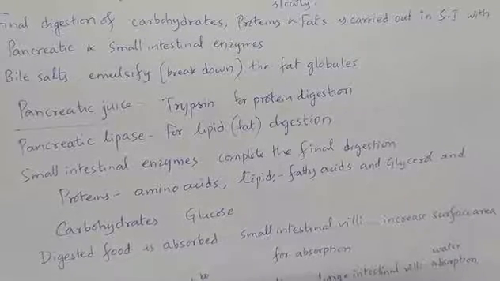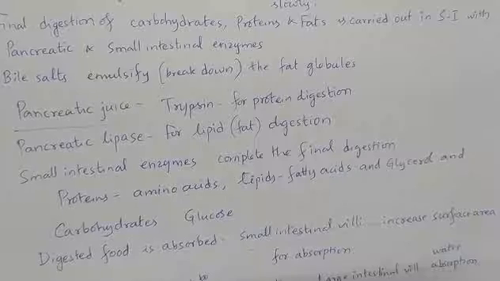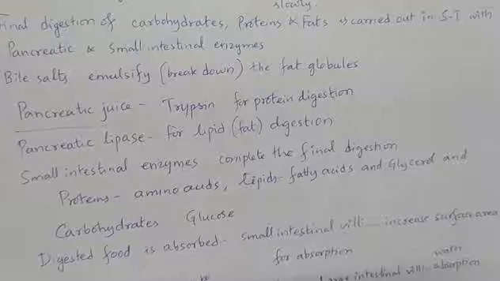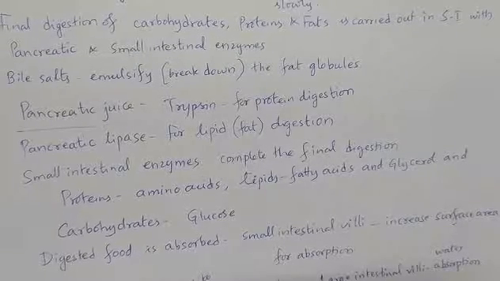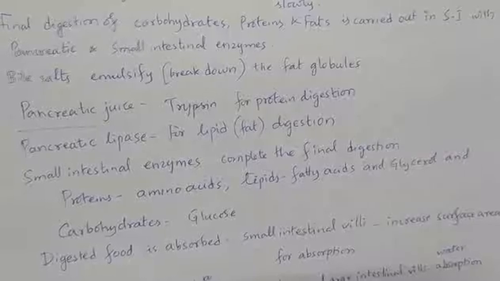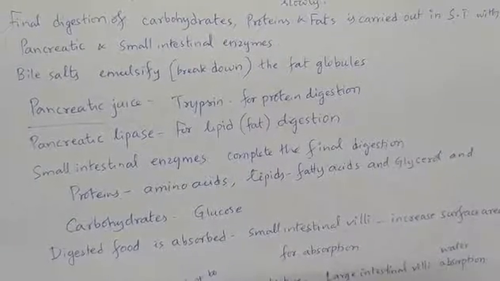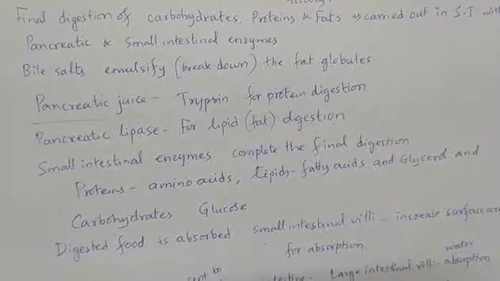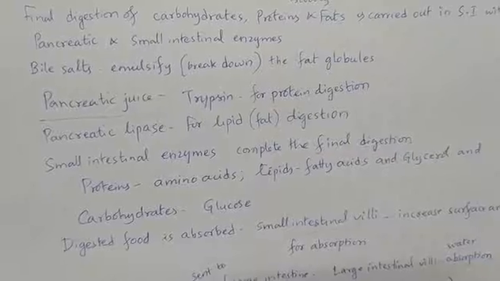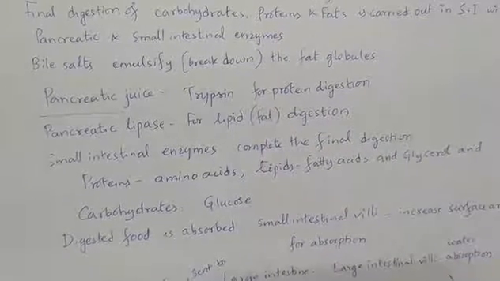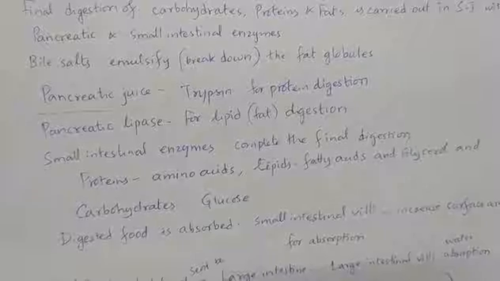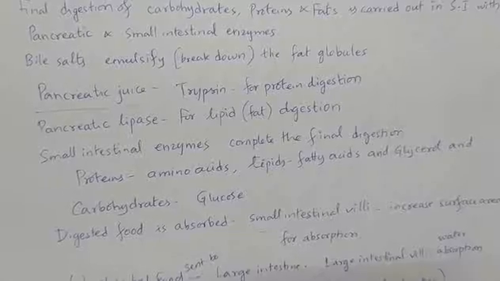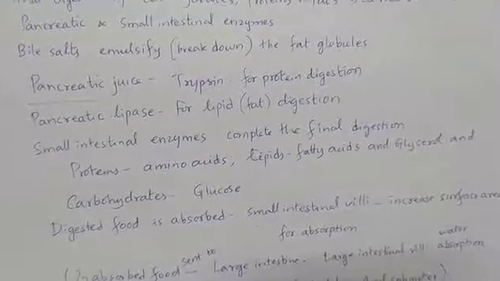These bile salts break down the large globules of fat molecules into smaller globules, which is known as emulsification. It is equivalent to the action of detergent, like how detergent breaks large dirt particles into smaller ones and causes their removal. In the same way, bile salts break large fat globules into smaller ones, so that the pancreatic and small intestinal lipase can act on them and fat digestion will be completed.